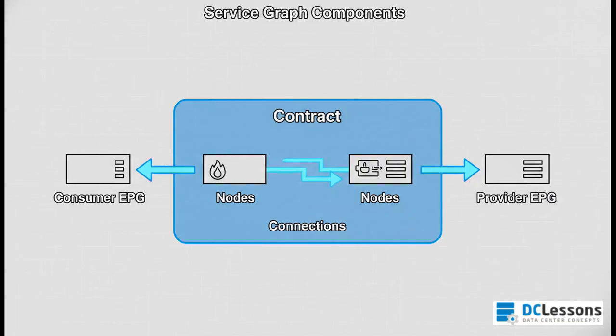So the really crucial point here is that a service graph is way more than just a diagram. It's a live policy object. The nodes are your services, the connections are the links between them. But the real magic happens when it's attached to a contract. The contract is what dictates exactly which traffic gets redirected through the service chain. It does this by linking together what ACI calls endpoint groups, or EPGs, which are really just logical buckets for your servers, like all my web servers or all my database servers.